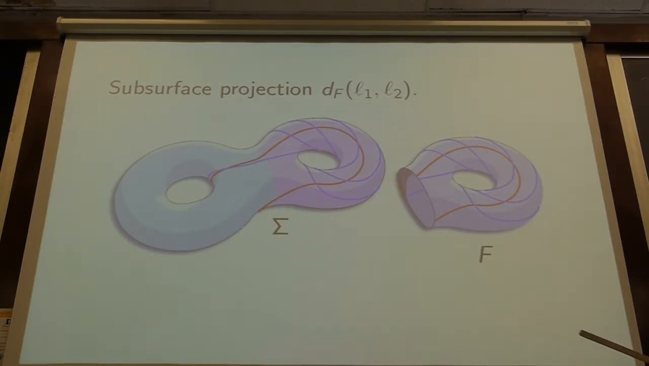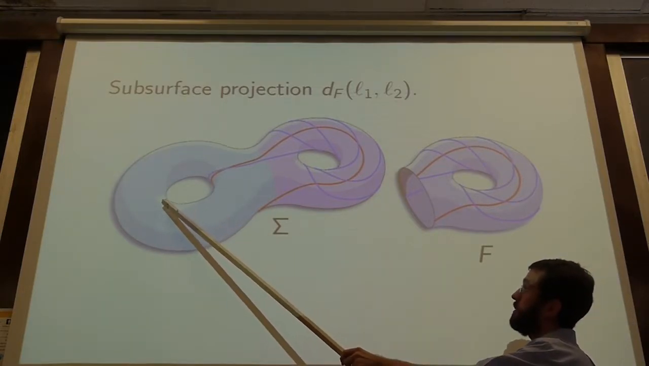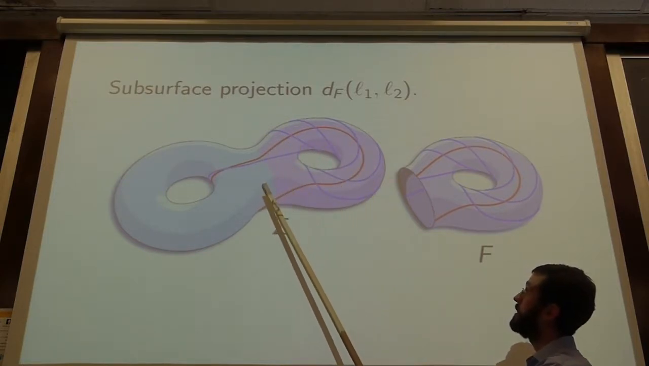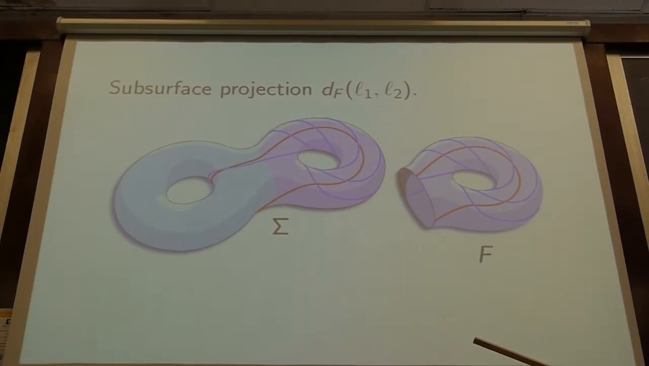But the loops are still low distance. There's this loop out here that's disjoint from both of them. So in the curve complex, the red and the blue are distance 1. In the purple subsurface, they're distance, I don't know what that is. I didn't tell you how to connect up the back. So they're distance, whatever you want them to be.